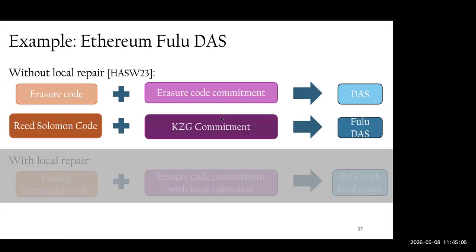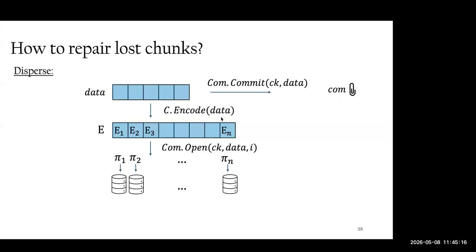As an example, what Ethereum has implemented in Fulu, they encode the data using Reed-Solomon, just a univariate polynomial, and then they use KZG commitment to commit to the data. And now we can move on to our question, which is how do I repair lost chunks?